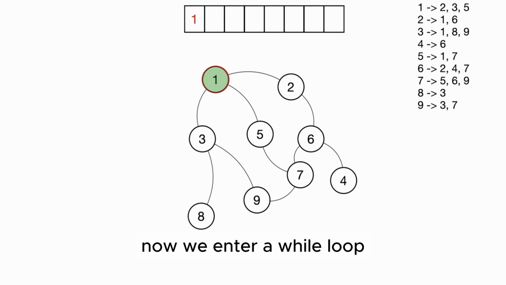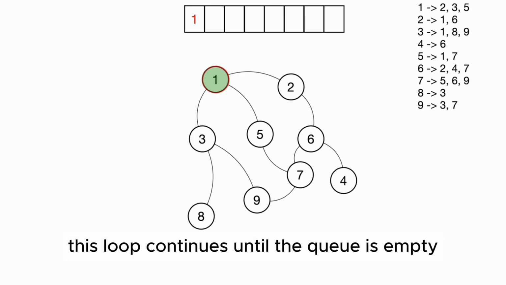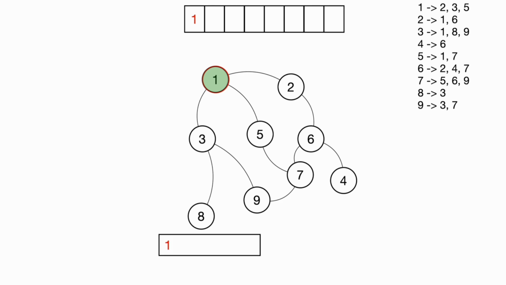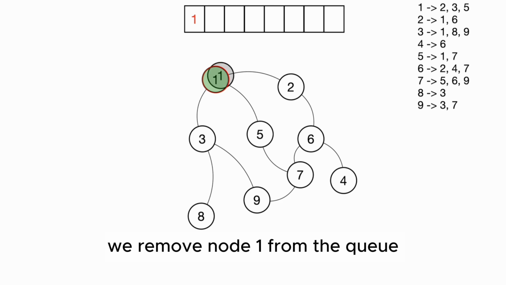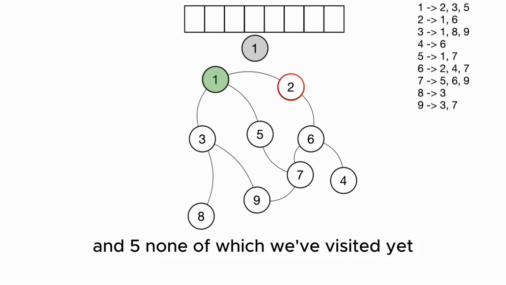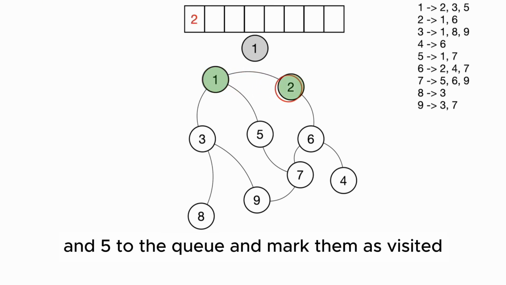Now we enter a while loop. This loop continues until the queue is empty, or until all nodes in the graph have been visited. We remove node 1 from the queue. Its neighbors are 2, 3, and 5, none of which we've visited yet. Add 2, 3, and 5 to the queue and mark them as visited.